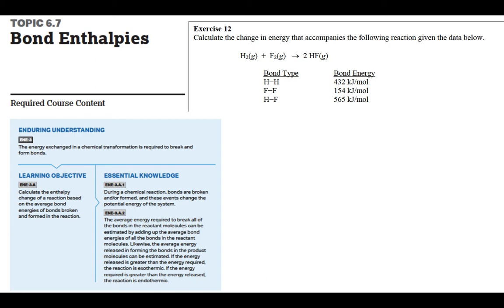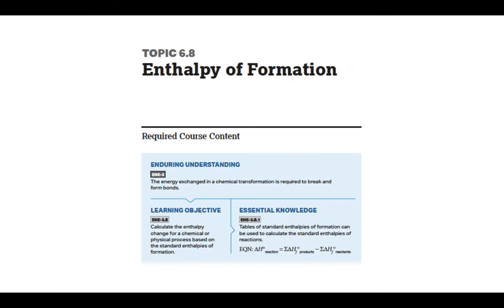You have to remember that you're going to take the bonds broken minus the bonds formed, and you are going to have to multiply by any coefficients, and you have to know whether you have a single or a double bond or a triple bond in some cases, so you have to use the right bond type as well. I strongly urge you on these questions to write out the Lewis structure so that you know whether it's a single or double bond, so that you can select the correct values.